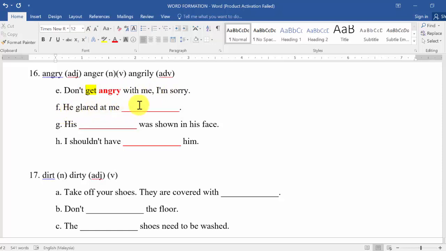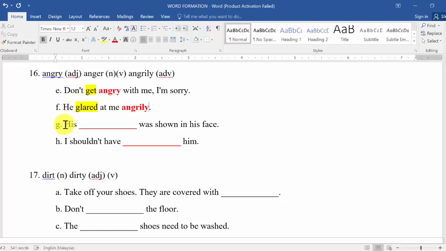Next one, F. He glared at me. What? Glared here is a keyword. Highlight glared. Glared means you look at someone, you stared at someone. He glared at me. This word here should be describing the action. Glared is a verb, so it should be describing the action verb. Describing action, it should be an adverb. So your answer should be angrily. Glared at me angrily. Angrily describing the verb glared.